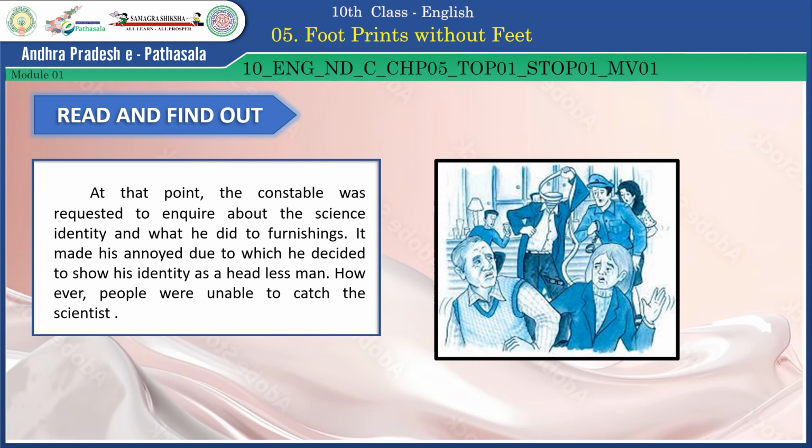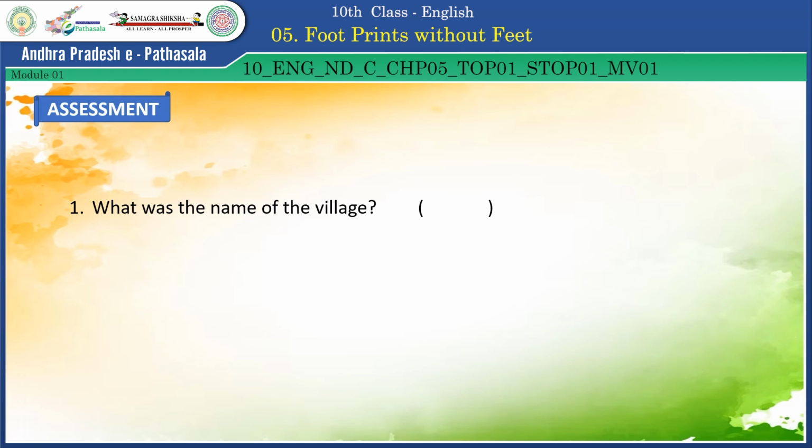Okay, children. Shall I ask you some questions from the above passage? Let us go. Here is your first question. What was the name of the village? Here are the options. A. Iping village. Option B. Cookham village. Option C. Highgate village. Come on, children. Guess the answer.